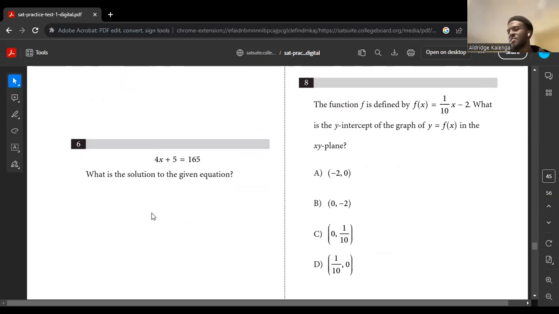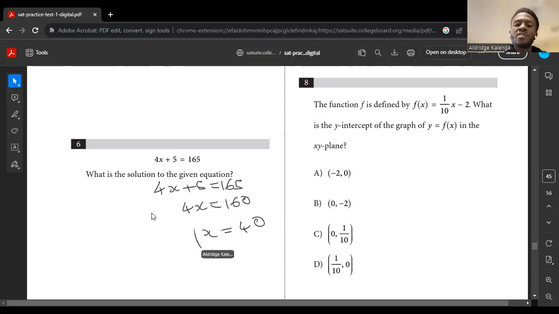Question 6. What is the solution to the given equation? All right, this looks like it was a pretty chill paper. So 4x plus 5 is equal to 165. And what we're doing now is subtracting 5 on both sides. Or, like we said, take 5 to the other side, make it negative, becomes 160. So you divide both sides by 4. So 4 into 16 is 4, and then you have the 0 there. So our answer is 40 for number 6.